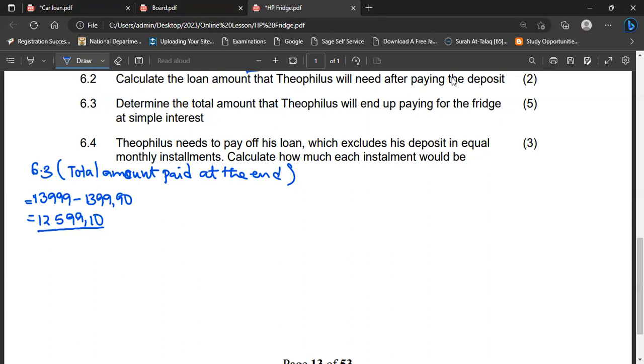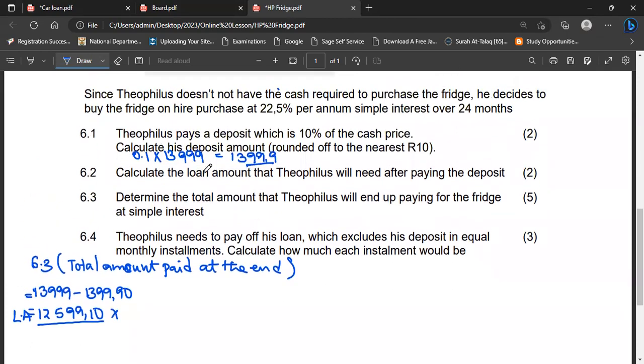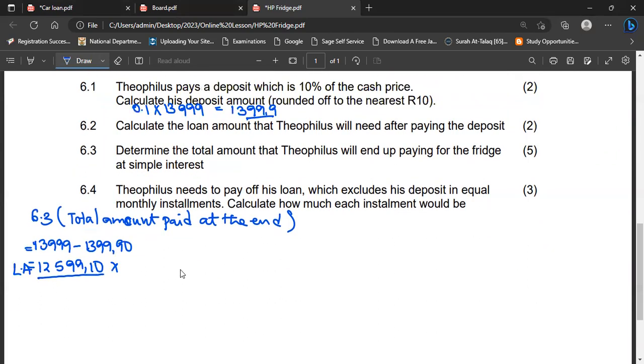so this is the loan amount. So this is the amount that will carry interest. Why? Because the deposit does not carry interest, it's once off. So from here, we shall multiply this by the simple interest value, which is this much. So we shall say 0.225.